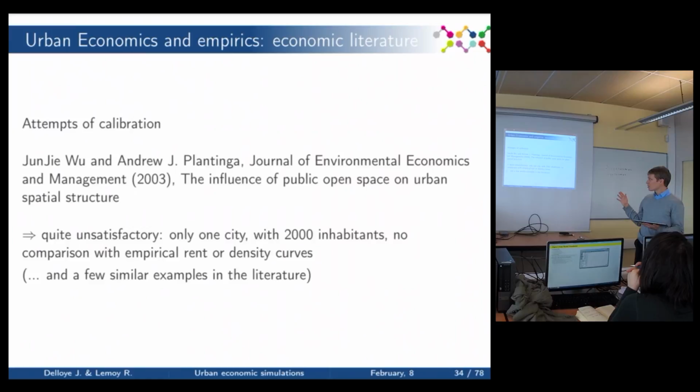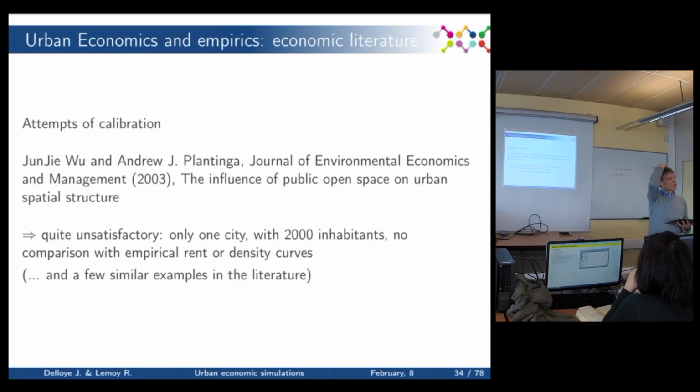So there are some attempts. That's what I call a calibration, so calibrating the curves you obtain on real data. There are some attempts. For instance, this paper which I present here, the influence of public open space on urban spatial structure. It's also an interesting paper, but if you look at it, what they do is, in my opinion, quite unsatisfactory because they have only one city, so they only study one city. They don't see if the model can reproduce many different cities.